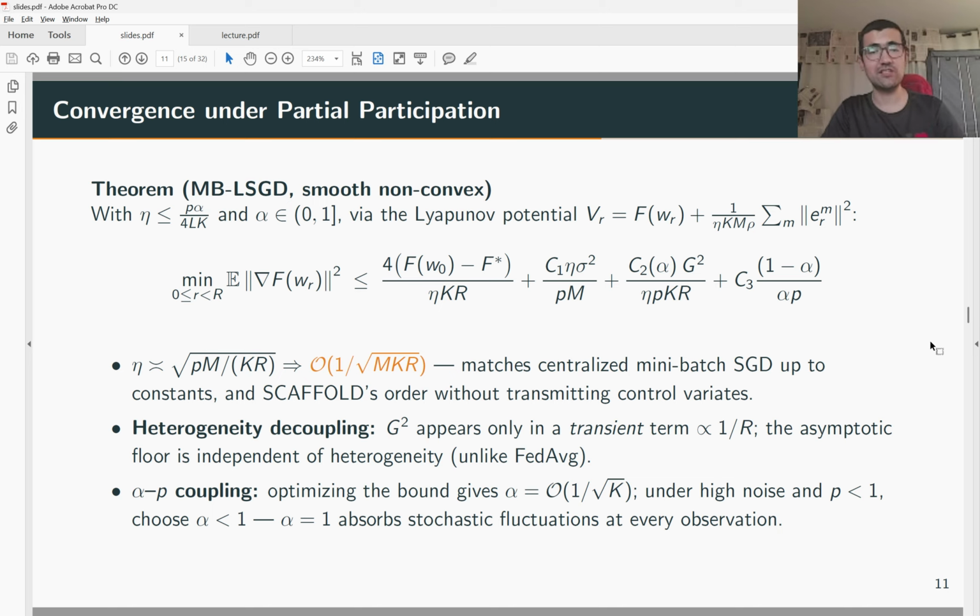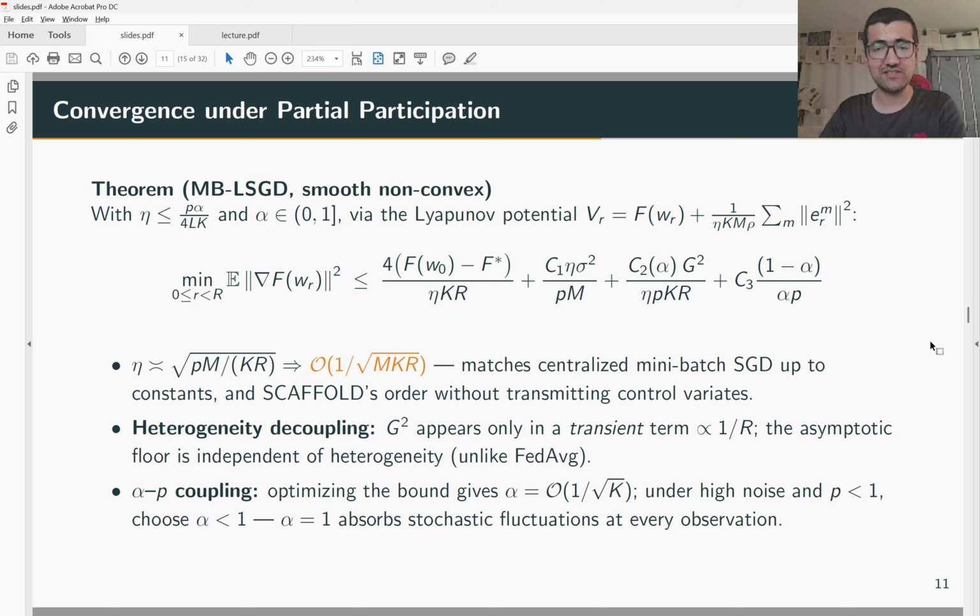Second, heterogeneity decoupling. Look at where G squared sits. It's divided by R, so it's a transient term. It slows down the early phase while the buffers are still learning their local biases, but it does not set the asymptotic error floor. For FedAvg, it does. That's the qualitative difference.